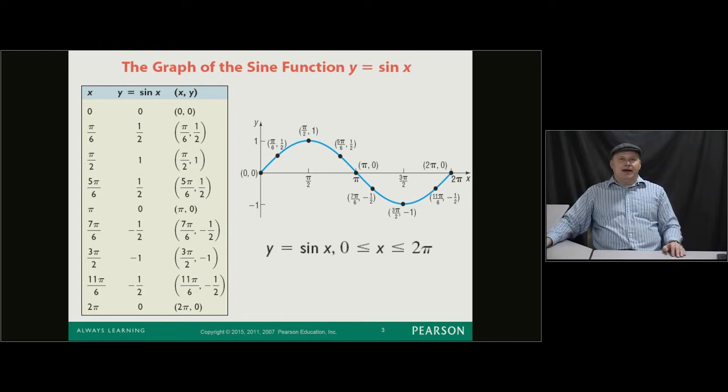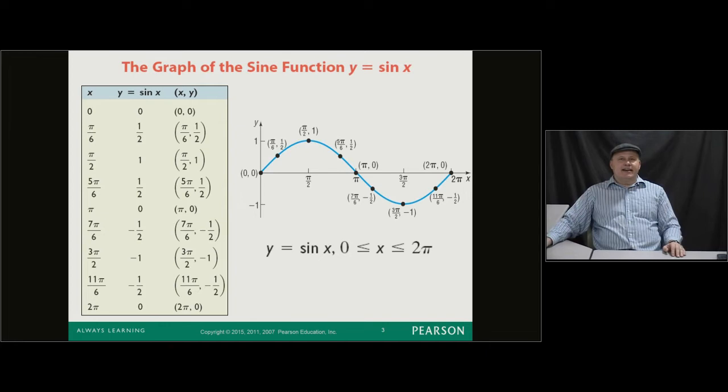Now we plotted some additional points just to show you that it is smooth and rounded. We put pi over 4 in there and got square root of 2 over 2. We put pi over 6 in there and got 1/2, and we put in 5 pi over 6 and got 1/2. So we got some additional points just to show you that it's smooth. So this is one period of the sine curve.